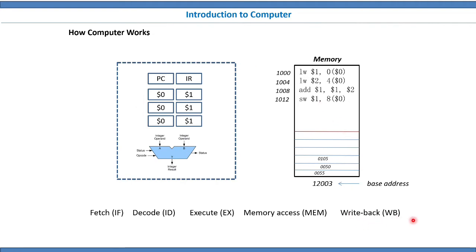So fetch, decode, execute, memory, and write back, all these stages are part of a pipelined computer, right? And I hope you already know this from your previous course. So if it is not clear, please clear it from any basic computer organization book. So I'm not explaining it in detail.